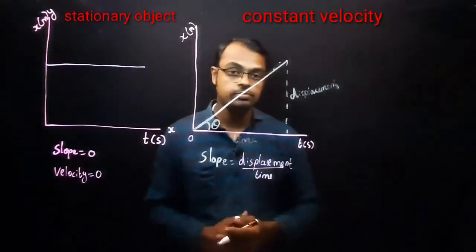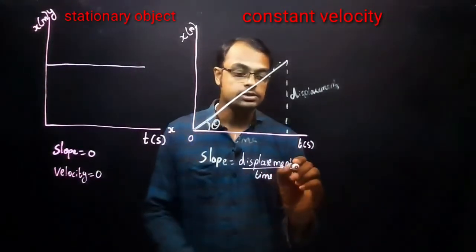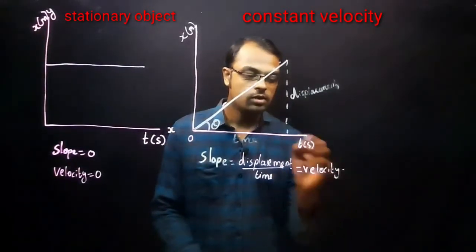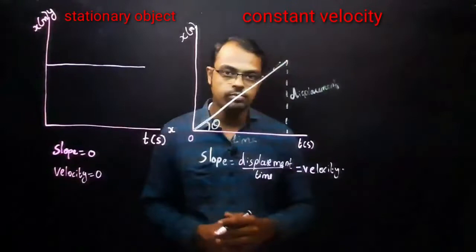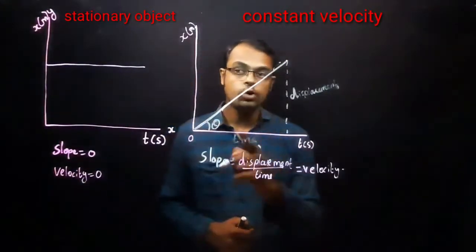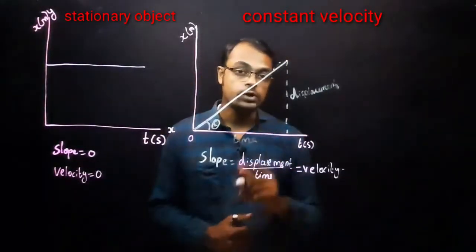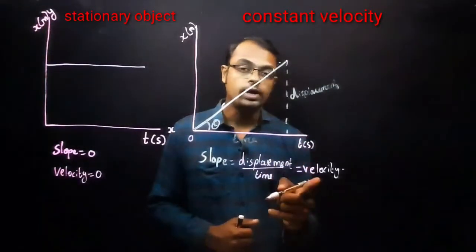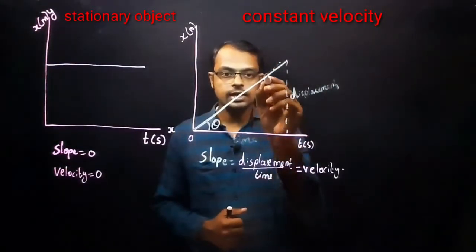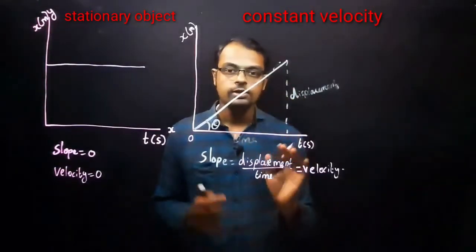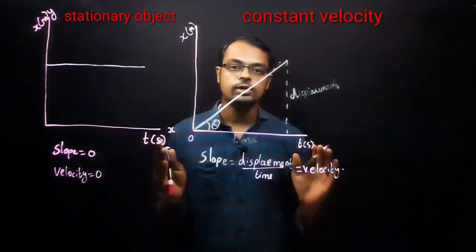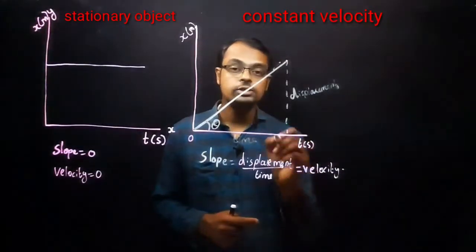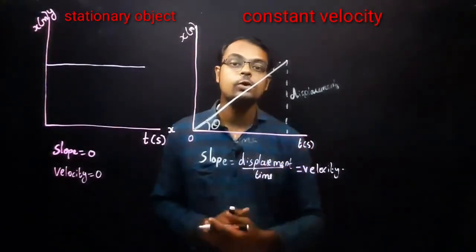What is meant by displacement divided by time taken? That is equal to velocity. So one conclusion we make here: what is the slope of a displacement-time graph? That is equal to velocity. Clear? So in this case, if you take any slope, the slope value will be a constant value. So we can say that the body is moving with a constant velocity.